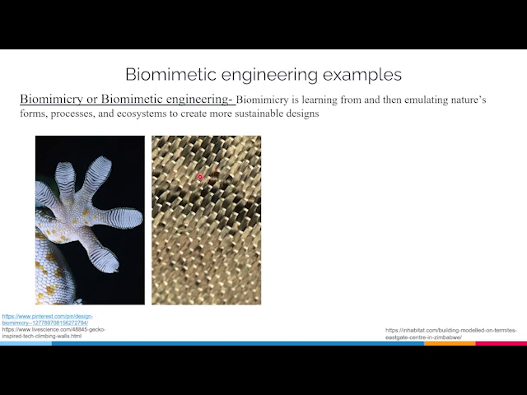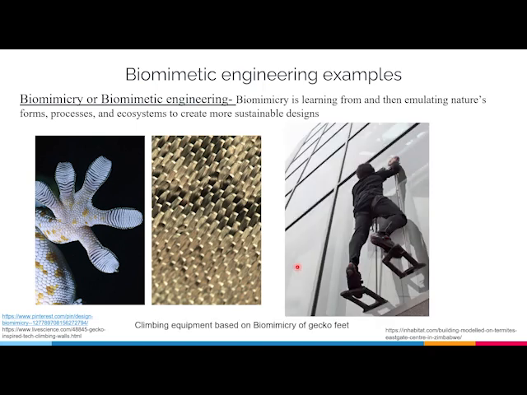And this was something that was used to design climbing equipment such as these, which can easily climb the wall, even a very smooth surface such as glass, using biomimicry or biomimetic engineering as a template. So this is an example of climbing equipment made out of biomimicry of gecko's feet, which is shown right here. And thus, making climbing equipment out of gecko's feet is also an example of biomimetic engineering.